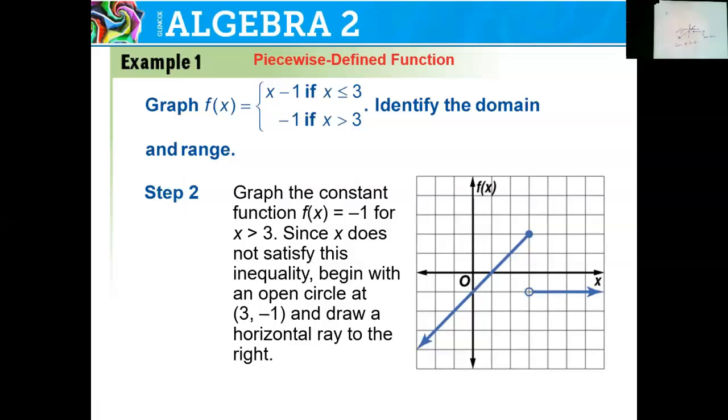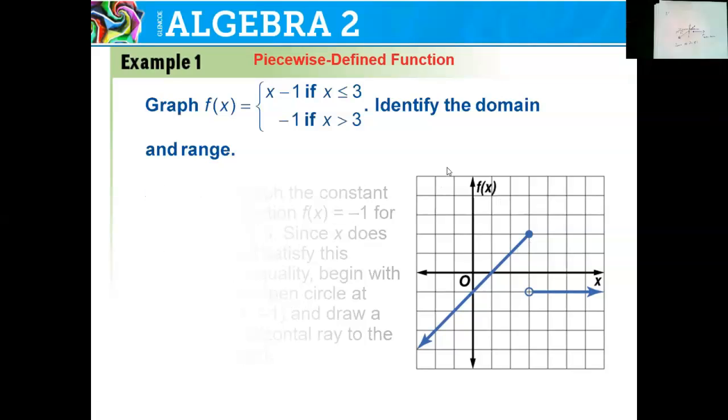Okay, step 2, graph the constant function, which is f of x is equal to -1 for all x values that are greater than 3. Since 3 does not satisfy the inequality, begin with an open circle at (3, -1), and draw a horizontal ray to the right. So that's that bottom equation right there. So if you can break it up into multiple pieces and pay attention to where you have a closed dot and an open dot, it's a pretty easy section when you're talking about piecewise functions.